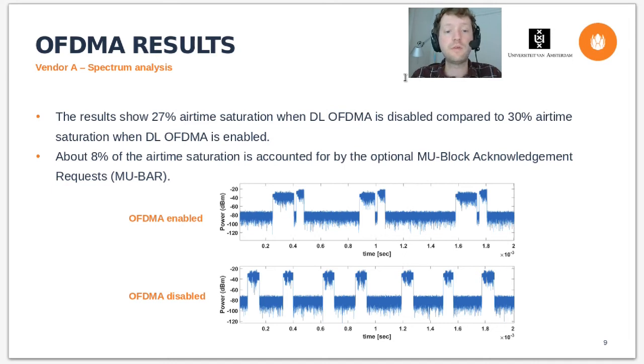However, as can be seen in the upper diagram, the OFDMA transmission consists of 2 parts. The second part of this transmission is the optional block acknowledgement request. These MU bar frames account for approximately 8% of the airtime saturation. Thus, if the MU bar frames are omitted from the calculation, we observe a decrease of 80% in airtime saturation.